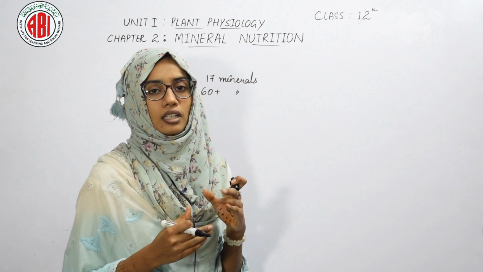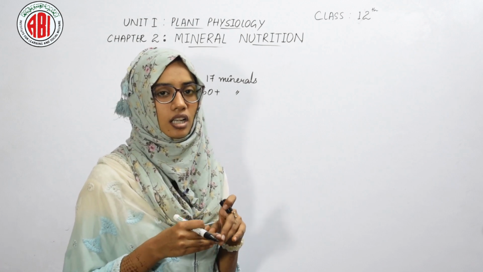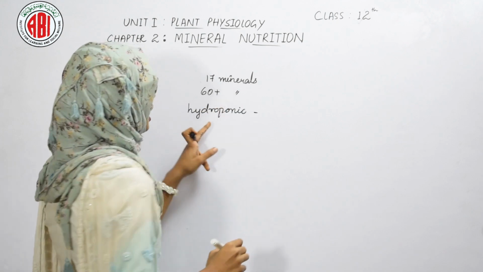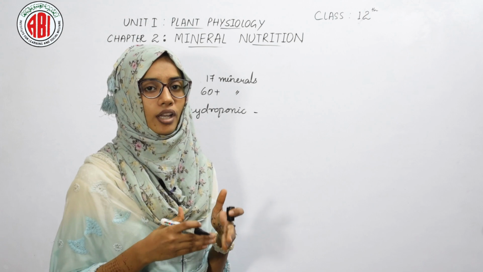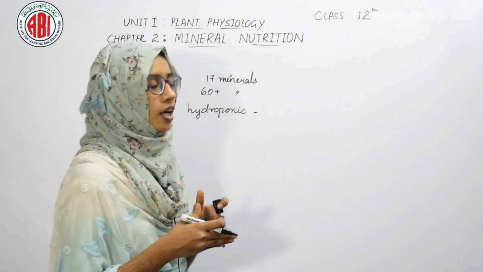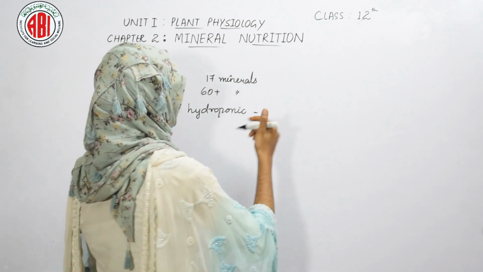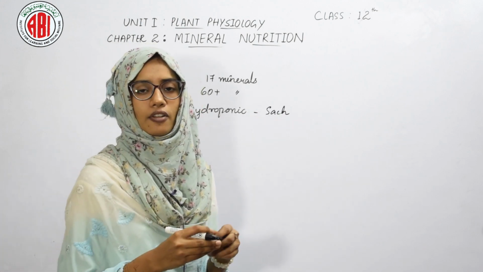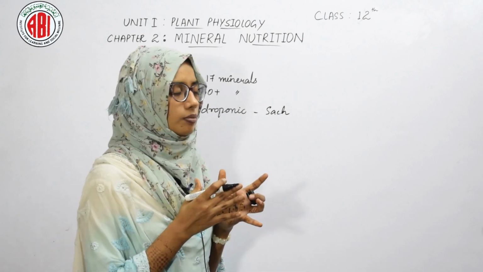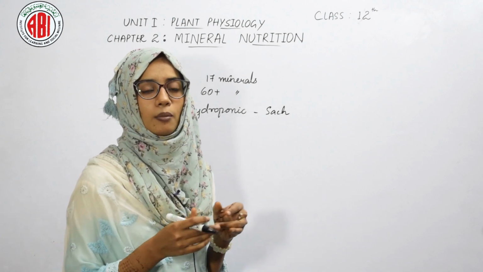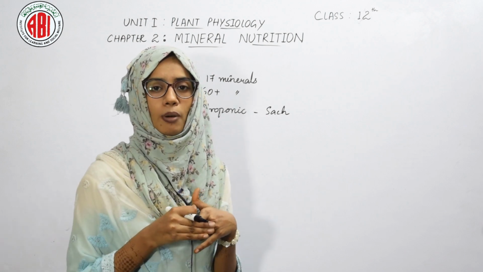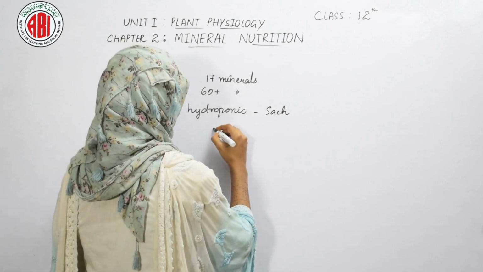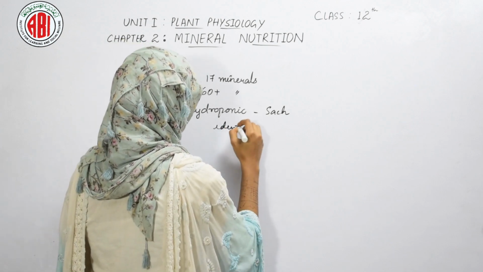We came to know that these 17 elements are essential for the plants by a technique, hydroponics. Hydroponics is a technique of growing plants in a nutrient medium without soil. This technique was used by a scientist named Sachs, and he showed that when the plant is kept in a nutrient solution, then by this experiment we came to know about the essentiality of the nutrients. So this hydroponic technique is used to identify the essentiality.